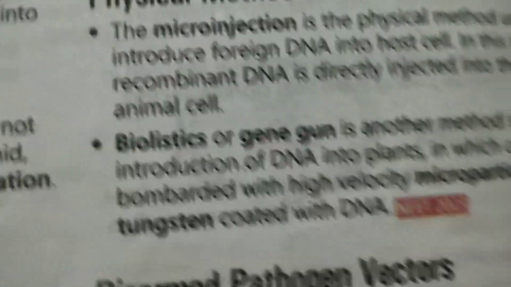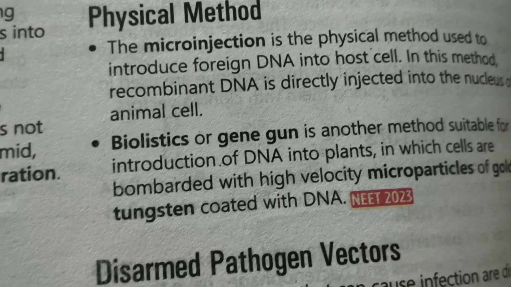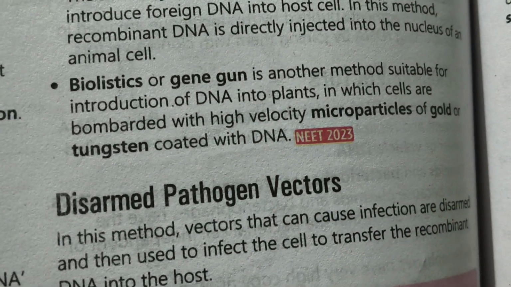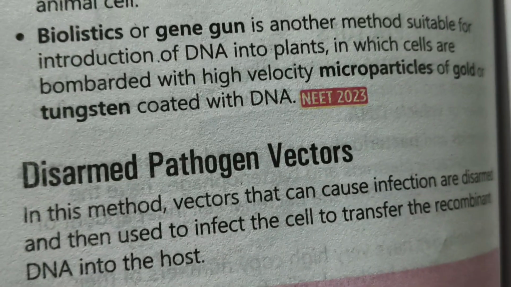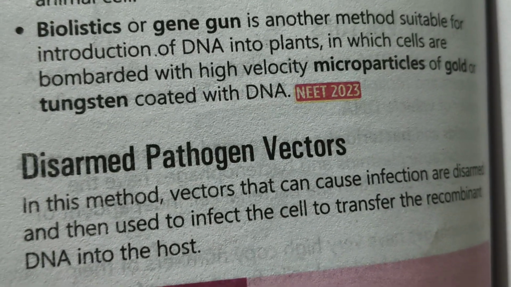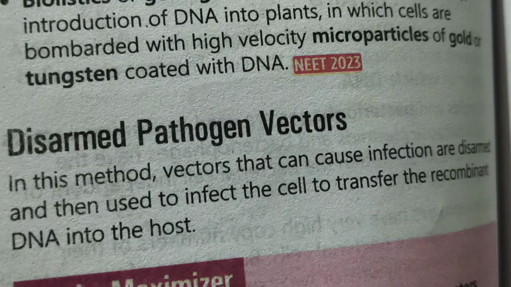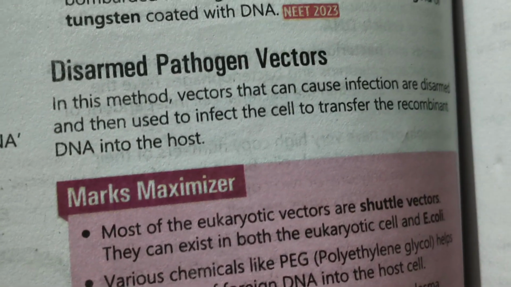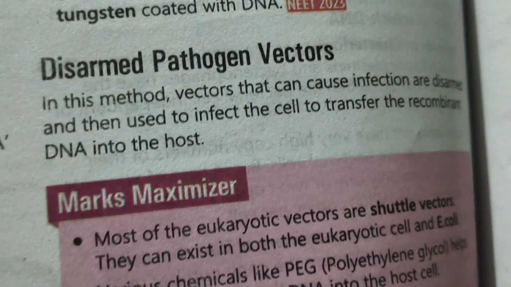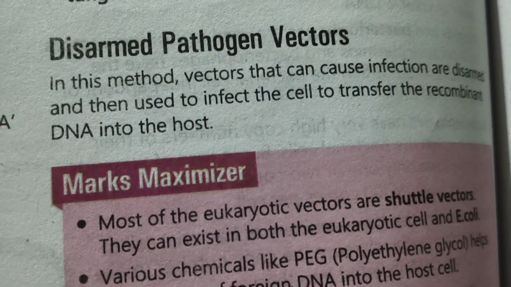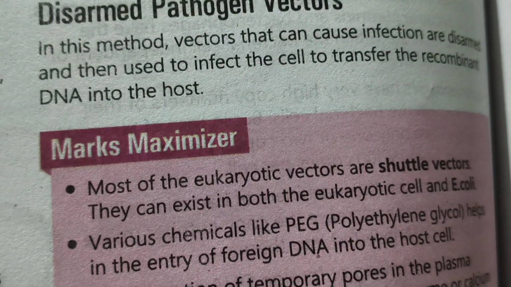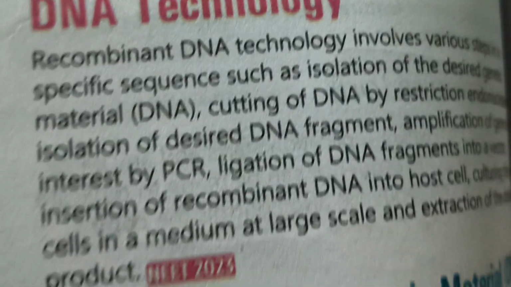Physical method, microinjection. This physical method is used to introduce foreign DNA into host cells. In this method, recombinant DNA is directly injected into the nucleus of an animal cell. Biolistics or gene gun is another method suitable for introduction of DNA into plants, in which cells are bombarded with high velocity microparticles of gold or tungsten coated with DNA. Disarmed pathogen vector: in this method, disarmed pathogens are used to infect the cell and transfer recombinant DNA into the host. Process of recombinant DNA technology.